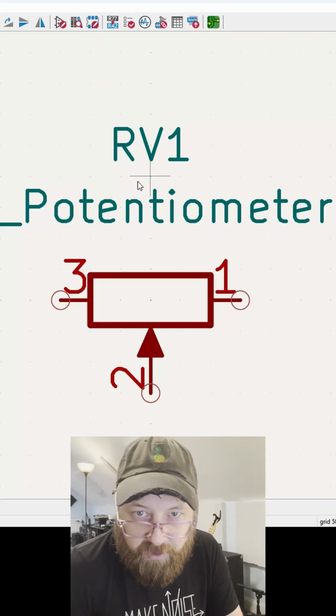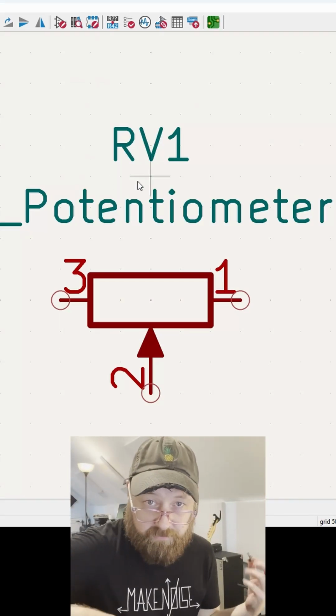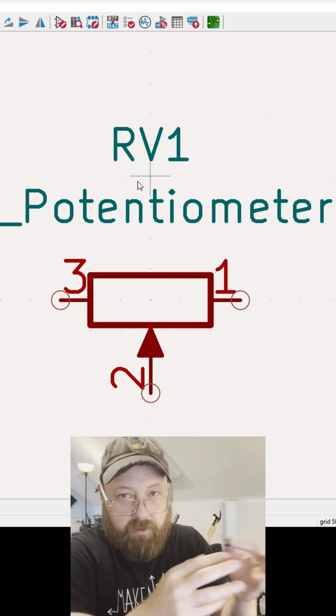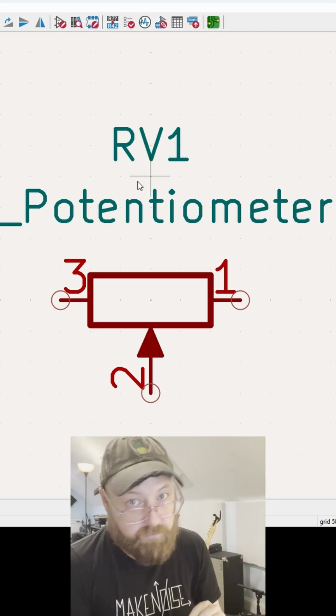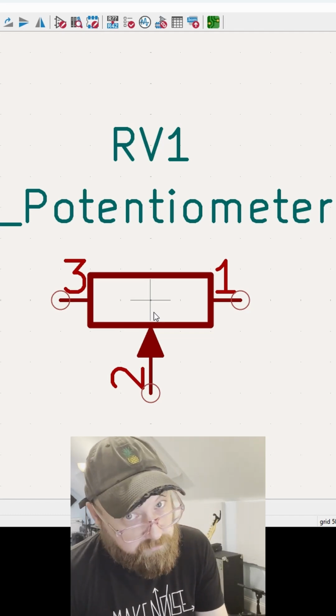This is a potentiometer. This is what they look like. It's the knobs on everything, right? On your guitar, you turn your knobs. This is what's under there. It's got three terminals, which may be counterintuitive to people. And it's basically a resistor. It's basically two resistors, really.